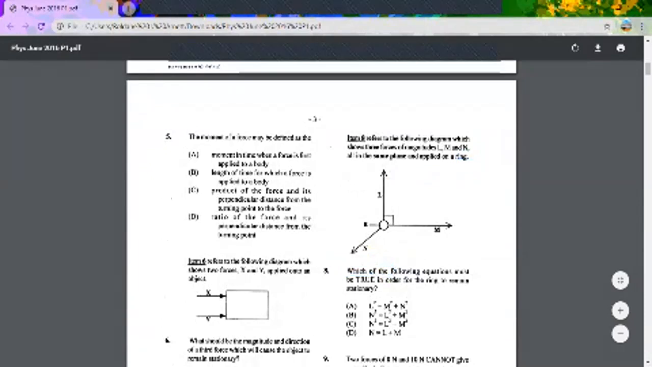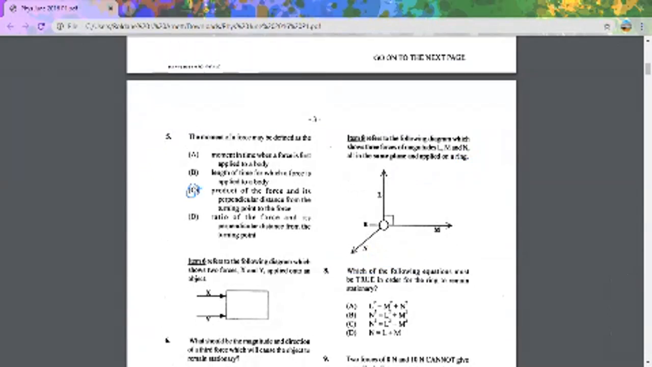Number 5. The moment of a force may be defined as, the answer is C. The product of the force and the perpendicular distance from the force to the turning point. Here's the definition. You may read that and remember it.